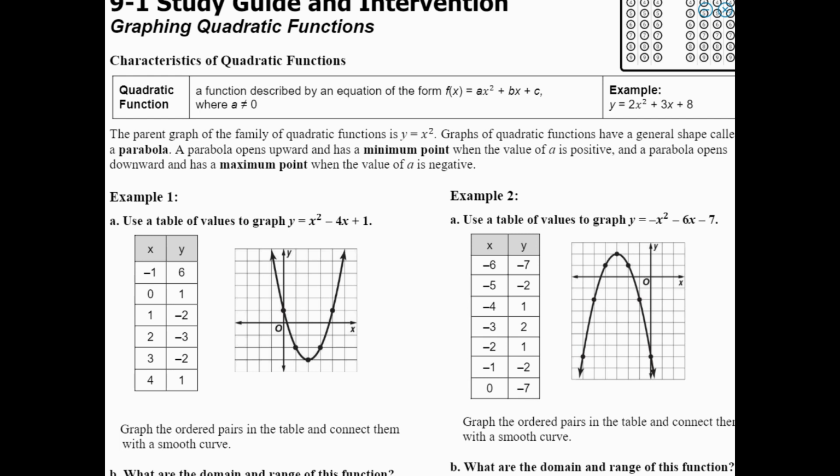What does it say? Say it again. A parabola. The word that's talking about the shape, okay, is parabola.